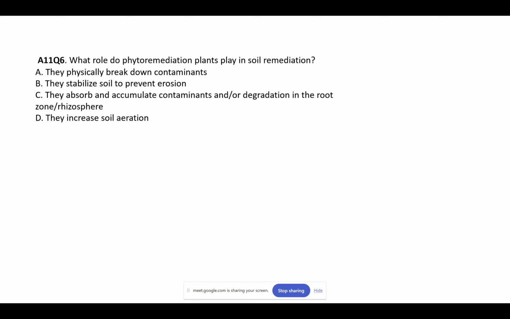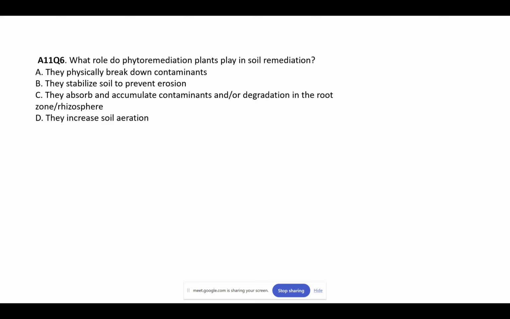And option D, that they increase soil aeration, is not correct. So only option C is correct. Soil aeration is enhanced by insects like earthworms, which dig the soil and create holes in it, which increases the aeration. So now let's move to the next question.